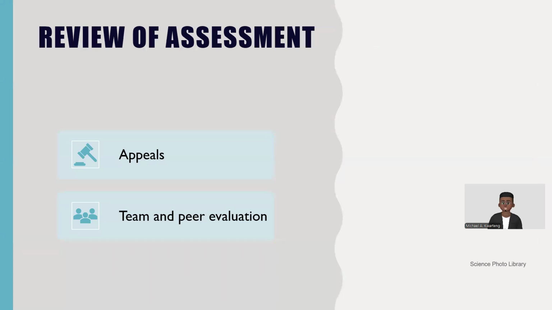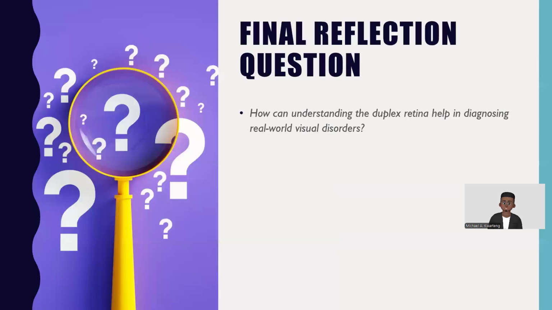Great. Now we are at the end of our presentations and peer evaluation. It is also time for appeals on the mark allocation and responses. For our final reflection question, how can understanding the duplex retina help in diagnosing real-world visual disorders? Each group has 5 minutes to respond to this question. Thank you for your responses and comments.